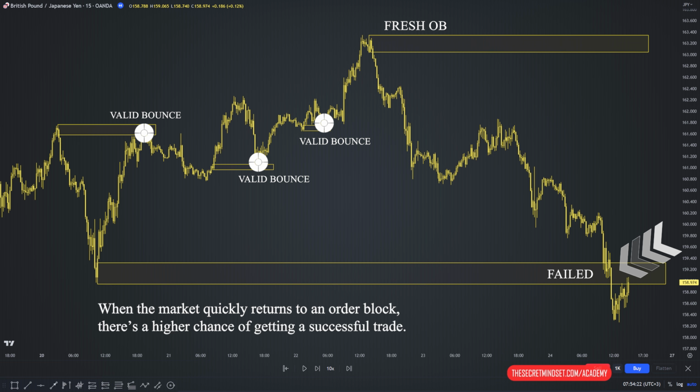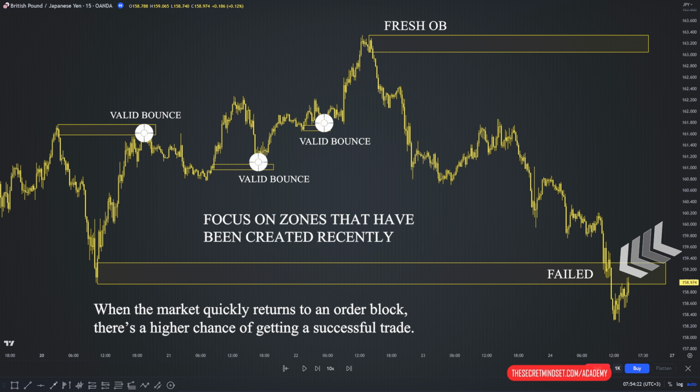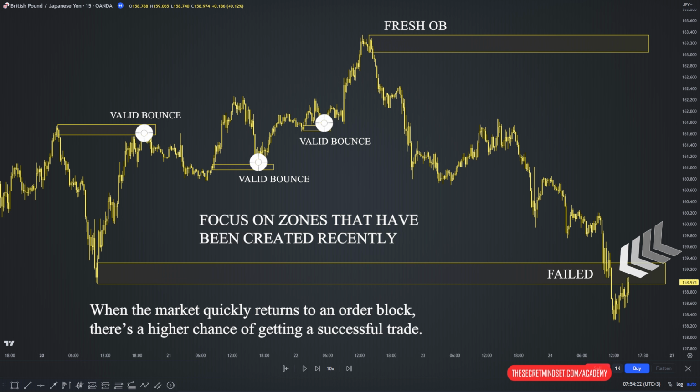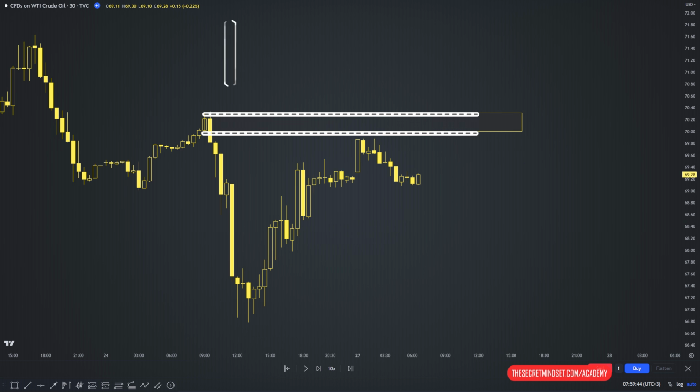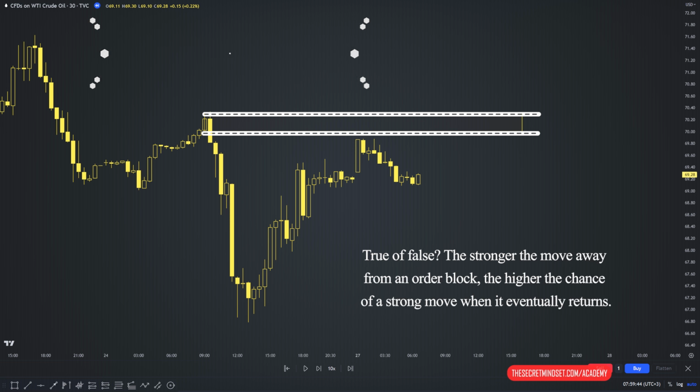When the market quickly returns to an order block, there's a higher chance of getting a successful trade. On the other hand, older blocks don't usually work out well, so it's better to focus on zones that have been created recently. Another order block rule says, the stronger the move away from an order block, the higher the chance of a strong move when it eventually returns.